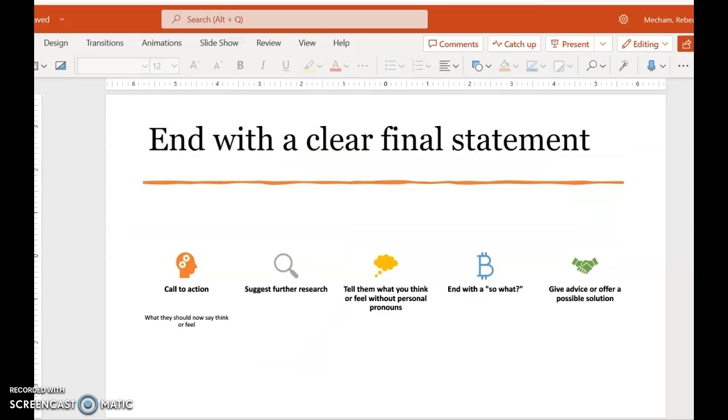So this could be a couple different things depending on the paper you're writing. A call to action is a good way to end a paper. That's something that your reader should now do, think, or feel because of what you've just told them. Okay, so if you're writing a paper about the climate, and you want them now to recycle bags, then you would say that in your conclusion, right?